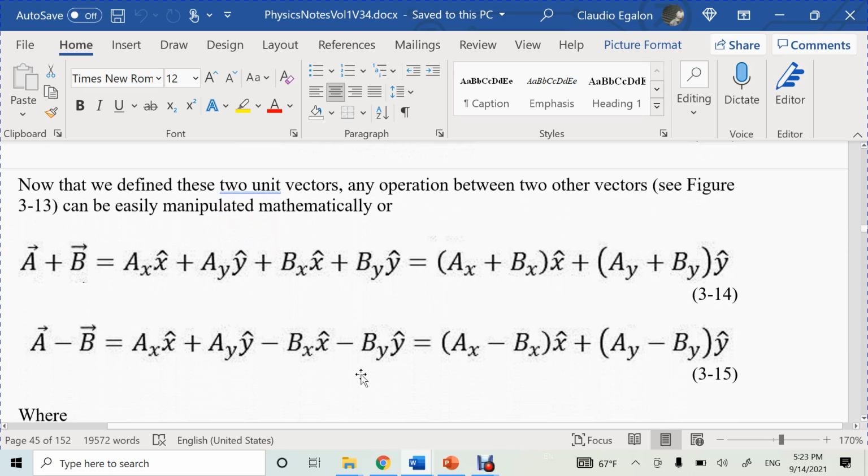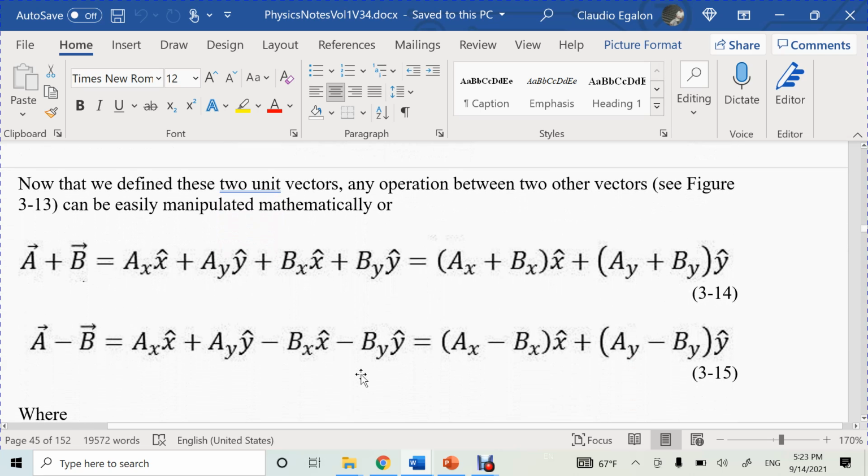And if you sum two vectors, it's just like doing regular algebra. But the regular algebra applies only to those components in the same direction. See that? I'm summing A with B. A sub x, x hat, plus A sub y, y hat, which is the vector A. Then you have B sub x, x hat, plus B sub y, y hat, which is the vector B.